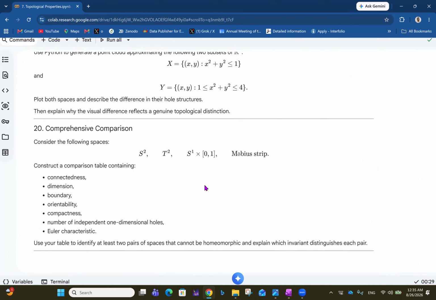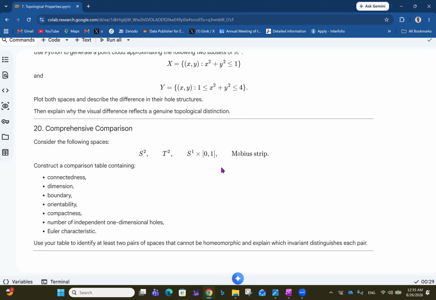Consider the comparison. I think you can just refer to the table, comparing a sphere with a torus with a cylinder. This is a cylinder because this is a circle together with a line. Then you have the Möbius strip. Construct a comparison table containing connectedness, dimension, boundary, orientability, compactness, and all of these things. Use the table to identify at least two pairs of spaces that cannot be homeomorphic and explain which invariant distinguishes each pair.